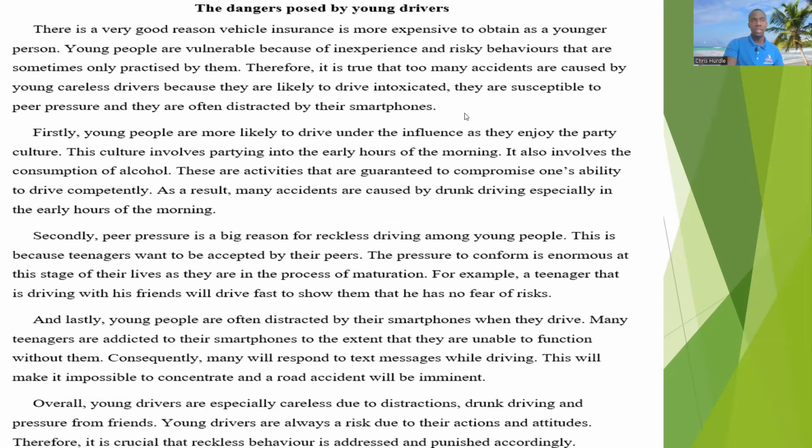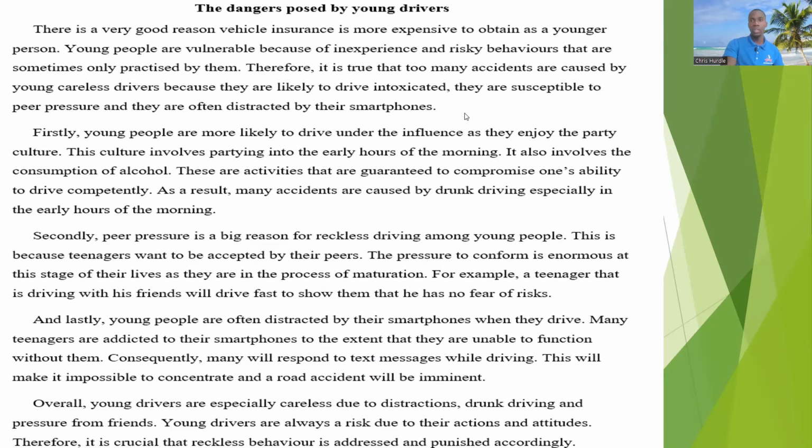So as you see, I started with the title and I use a general topic, the dangers posed by young drivers. Okay, so I start with my hook. There's a very good reason vehicle insurance is more expensive to obtain as a younger person. That's my hook. So that's what I use to grab the reader's attention, right? And it's a pretty strong assertion, right?